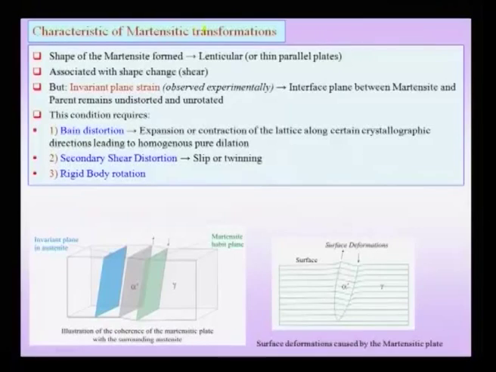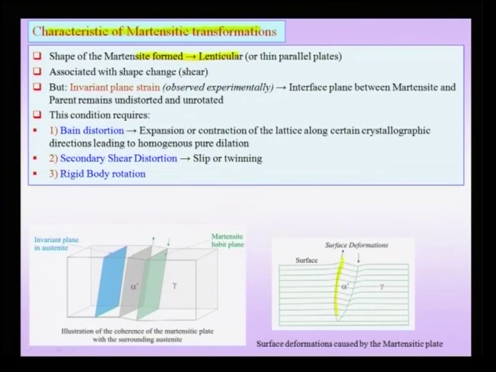So, let us start with a few characteristics of the Martensitic transformation. First of all, the shape of the Martensite formed is lenticular, or they consist of thin parallel plates, and for instance, this could be one of the Martensitic plates which has been shown here labeled as alpha prime. So, this is a lens kind of a plate which forms. If you look at a grain of austenite within which such a martensite would form, suppose this is my grain of austenite, this martensite could form like a plate like this.